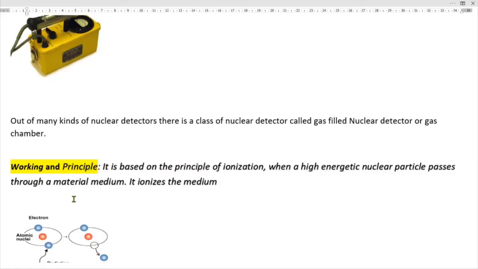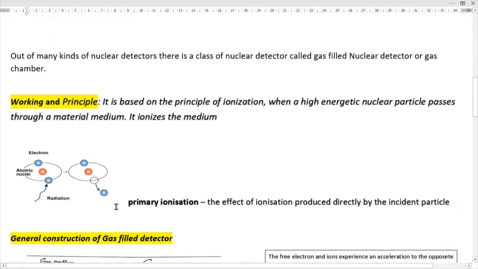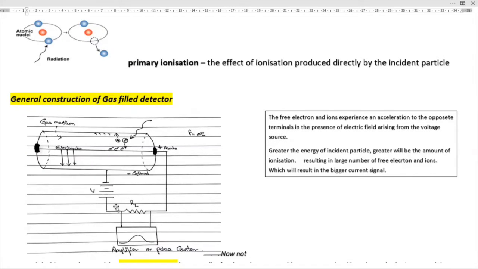When a high energetic nuclear particle enters a material medium, it ionizes the medium. As in this picture we can see, a radiation is entering an atom, and the electron in the outermost shell traps the energy from the radiation and gets excited, creating a free electron and a positive atom or ion. Now this kind of ionization is known as primary ionization, where the ionization takes place due to the energy of the incident radiation. Learning about a gas-filled nuclear detector.